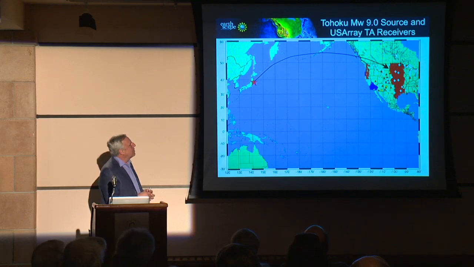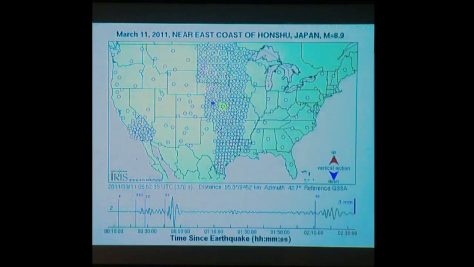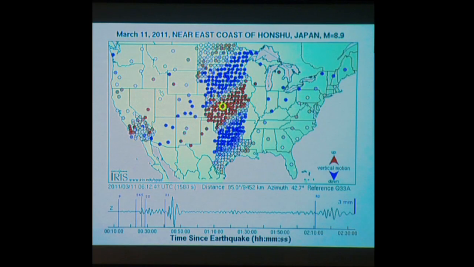So we're going to look at this. Okay, so now here's the source, and here's an approximation of the ray path, and it's going to come in from the northwest into US array. You're going to see this data here, and we're going to look at some animations. In these animations, you'll see red is up and blue is down. You can see the seismic waves propagating across, coming down from Japan, as you would expect.